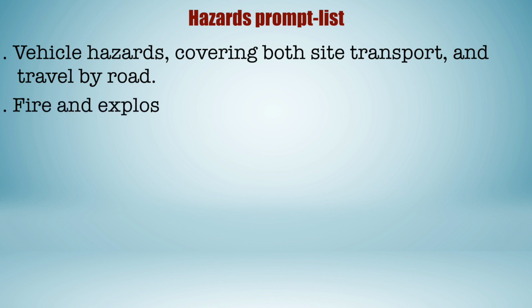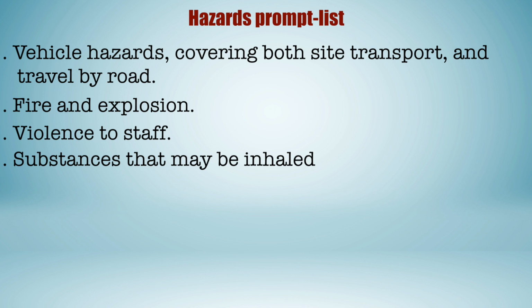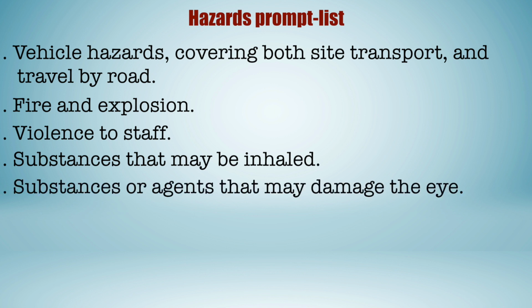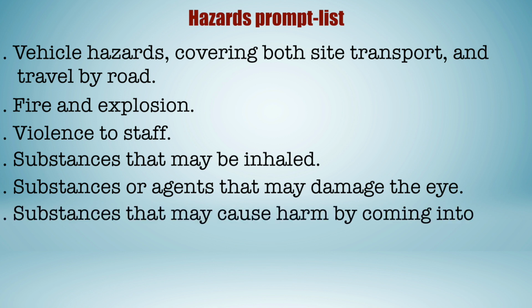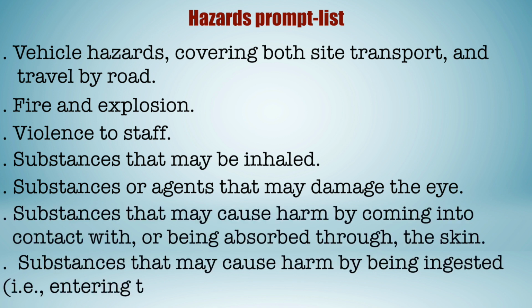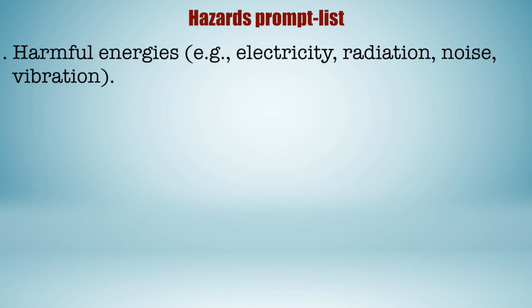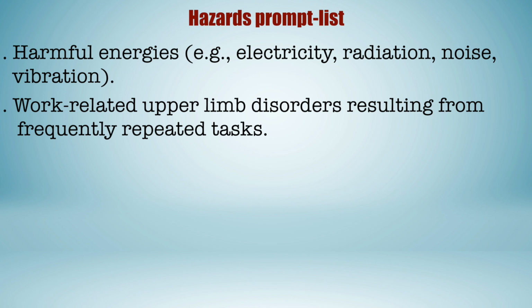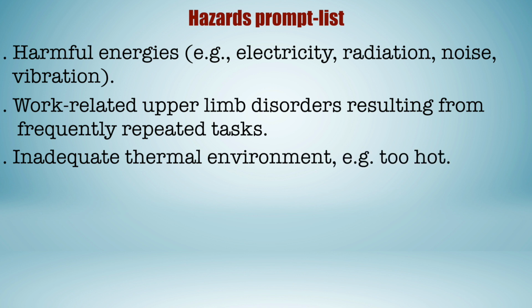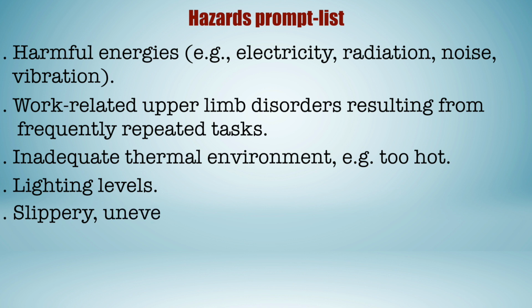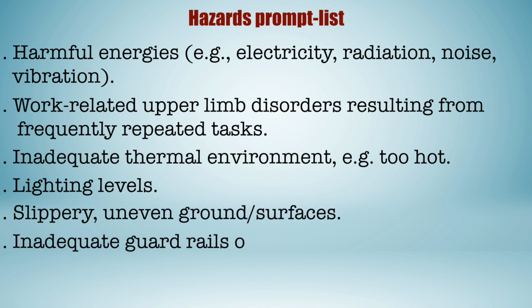Fire and explosion, substances that may be inhaled, substances or agents that may damage the eyes on contact or be absorbed through the skin, substances that may cause harm by being ingested, for example entering the body via the mouth, harmful energies, for example electricity, radiation, noise and vibration. Work-related upper limb disorders resulting from frequently repeated tasks, inadequate thermal environment, for example too hot, lighting levels, slippery, uneven ground and surfaces, inadequate guardrails and handrails on stairs, and contractor activities.